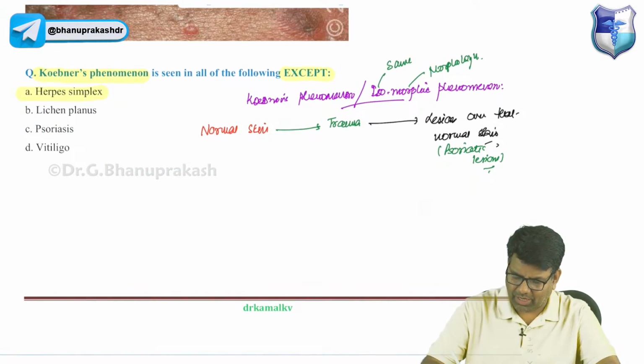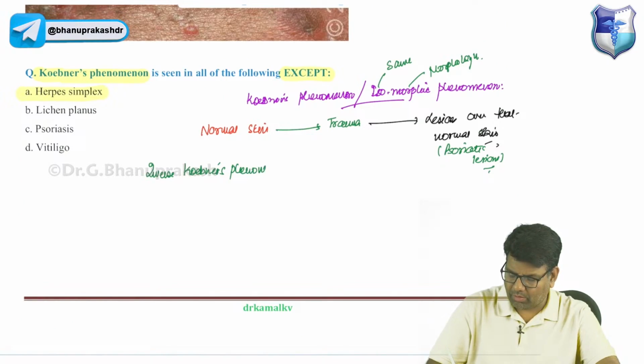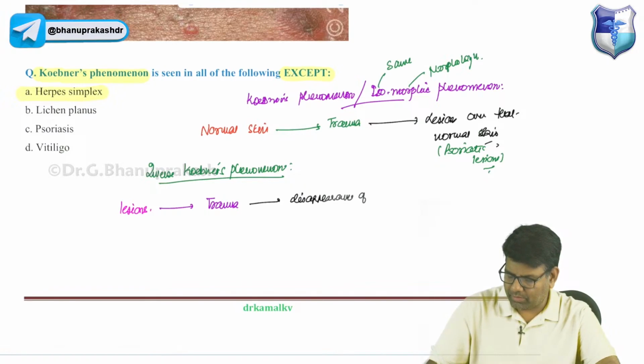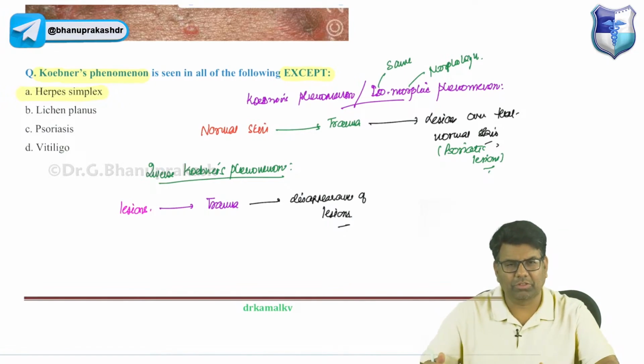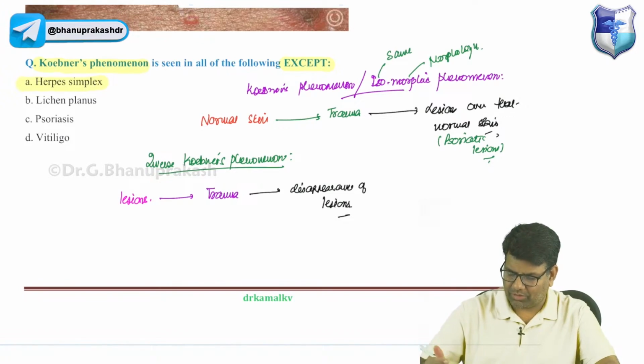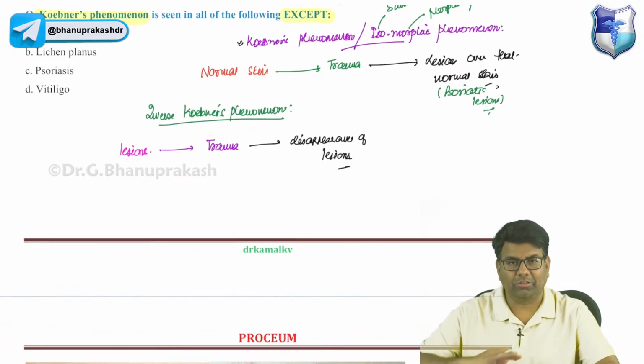In relation to this, sometimes there is one more term, known as inverse or reverse Koebner's phenomenon. What happens here? There are lesions, then trauma, and disappearance of the lesions. This is inverse or reverse Koebner's phenomenon, where injury might lead to disappearance of lesions, and it can be seen in psoriasis. So there are two terms, but please remember Koebner's phenomenon, and that is not specific.